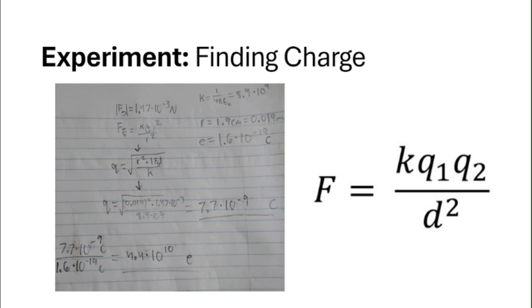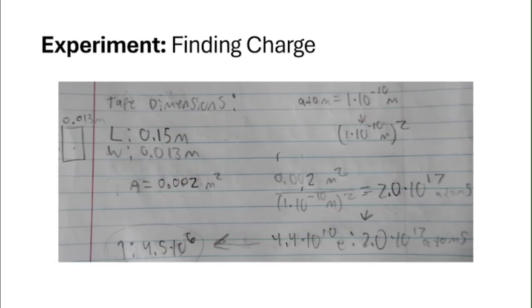If we divide this by the charge of an electron, we can find how many electrons. So using the dimensions of the tape, we can find how many atoms were on the surface of the charged U-tape. This gives us a ratio of 1 to 4.5 times 10 to the 6 of electrons to atoms. And since we know that the U-tape is positively charged, it is deficient in this amount of electrons.